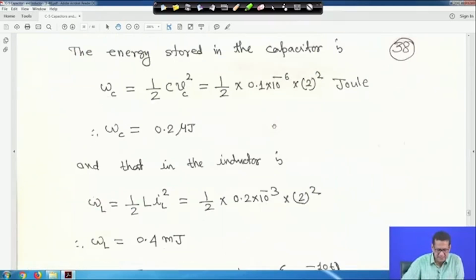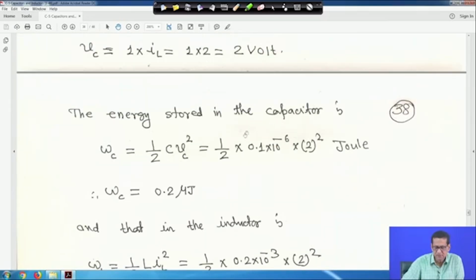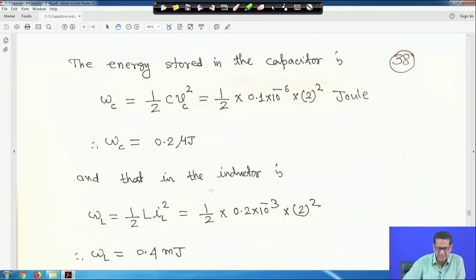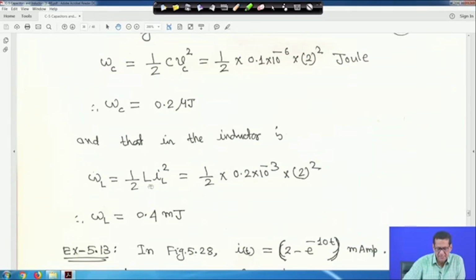Now, the energy stored in the capacitor is Wc is equal to half C Vc square. C is given 0.1 into 10 to the power minus 6 farad, because it is 0.1 microfarad, converted to farad, into Vc is 2 volts, so 2 square joule. So, 0.2 microjoule, right, and that in the inductor will be half L IL square. So, it will be half into 0.2 into 10 to the power minus 3 into 2 square. So, WL is equal to 0.4 millijoule. This is the energy stored in that inductor.